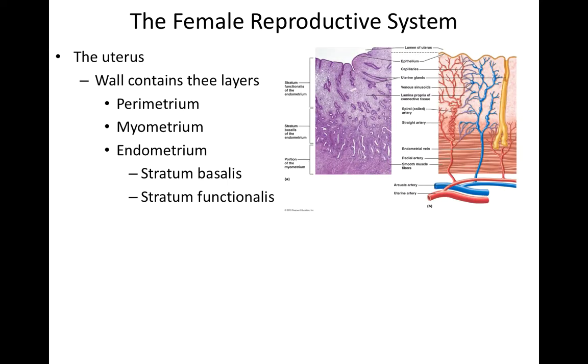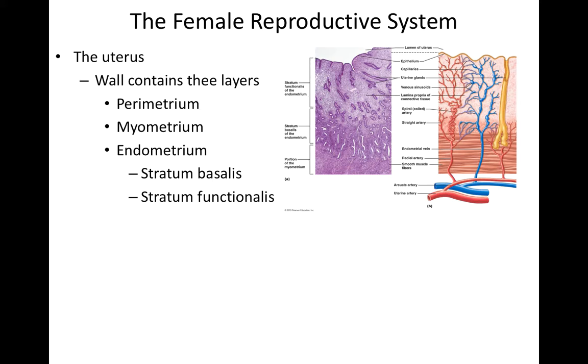So if we look again at the uterus now internally, we've got the wall. The perimetrium is kind of the outer connective tissue blending into the broad ligament. Then we've got the myometrium. This is the very thick layer of smooth muscle that's going to contract when the uterus contracts. And then we've got the endometrium, the innermost layer, which consists of two layers. The deepest of them is called the stratum basalis, and then the most superficial is the stratum functionalis.